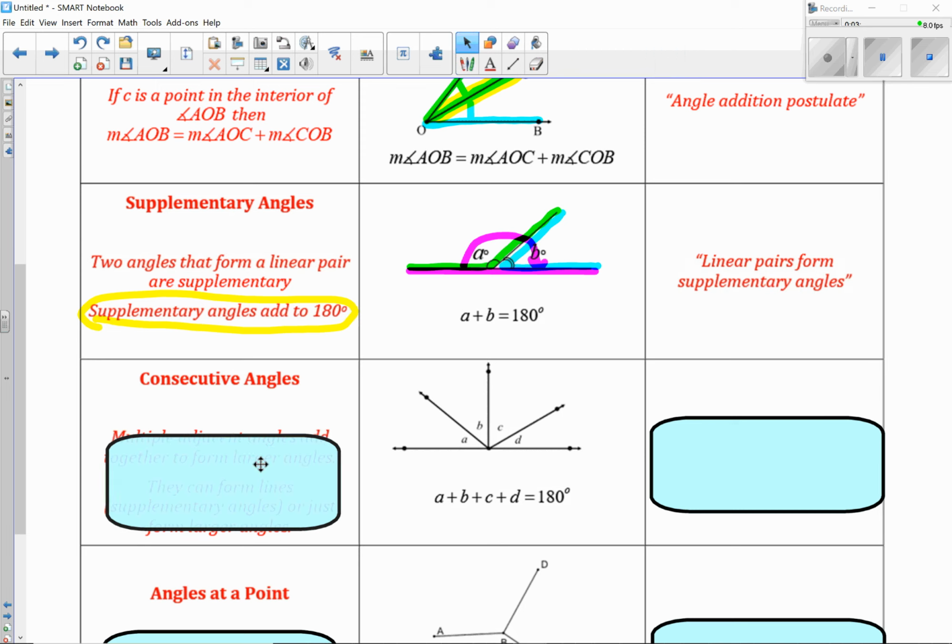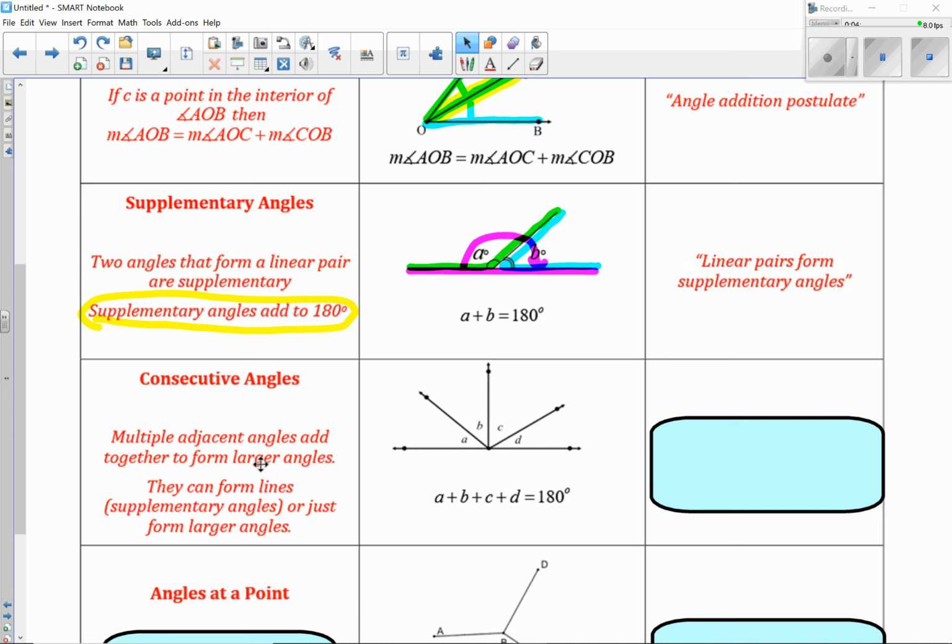Another angle relationship is consecutive angles. This one can get a little confusing because consecutive means just one after the other. It does not necessarily mean it has to form a straight line, though in this example we do have one that creates one. So we've got a lot of angles here. We've got angle A, angle B, angle C, and angle D here. All four of those angles do in fact create this. If you add those all together, they do form this straight line here.